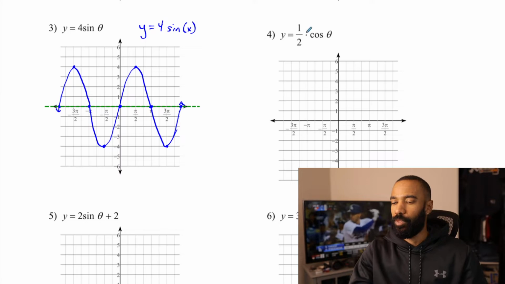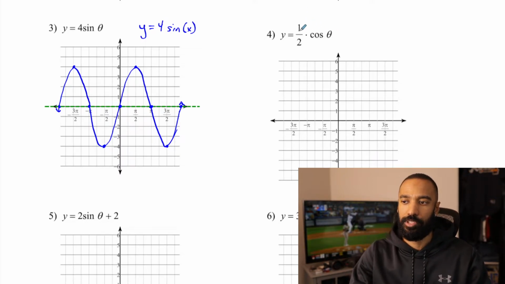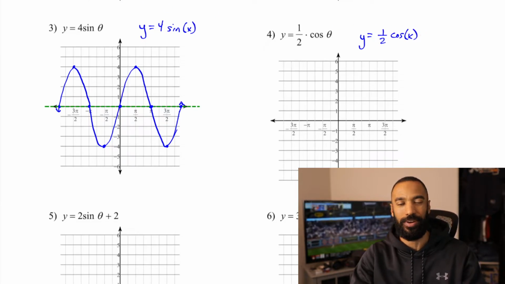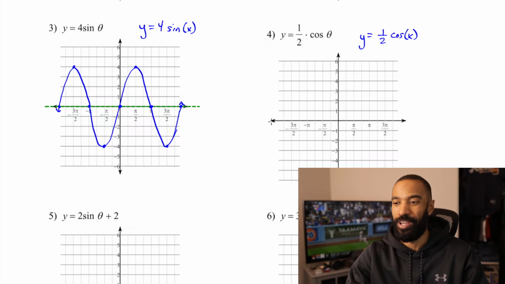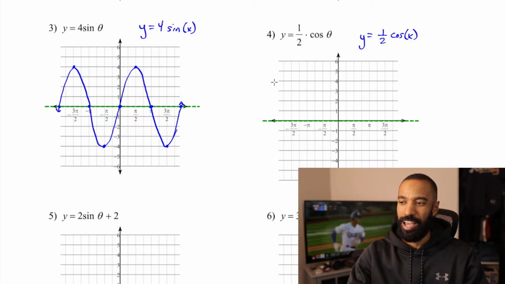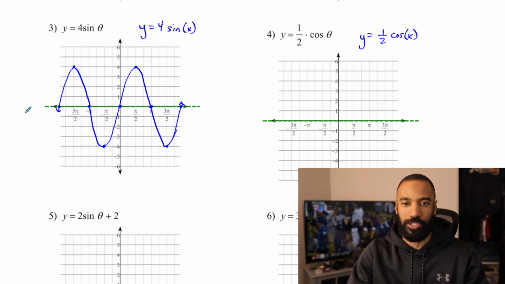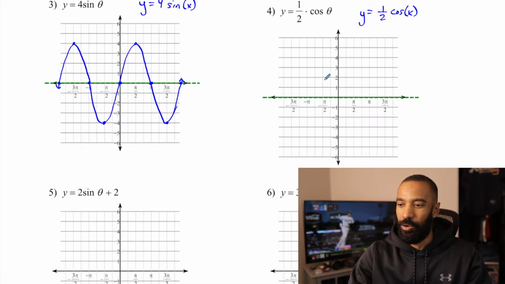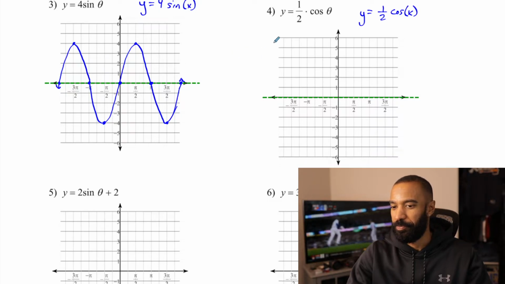Okay, y equals 1/2 times cosine of x. I just can't sit with that theta. Anytime I see theta, I'm thinking degrees, and I don't know if that's necessarily true. All right, midline is once again at y equals 0 because there's no plus k going on right there. We'll see a plus k again in a moment.